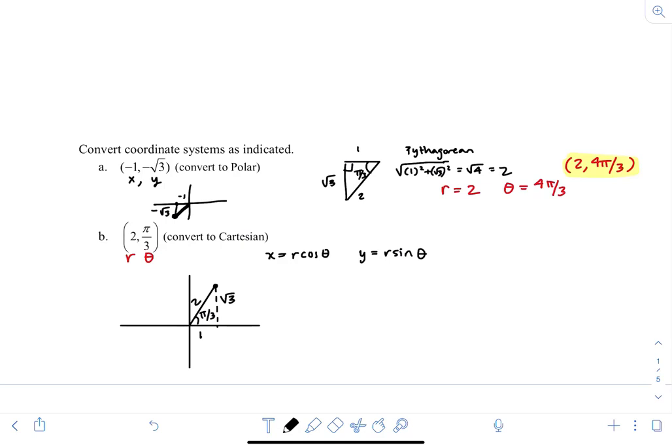So I already know what I need to know for writing this in terms of Cartesian coordinates: my x would be 1, my y would be √3. Nice. So hopefully this helped explain how to go back and forth between Cartesian and polar coordinates.